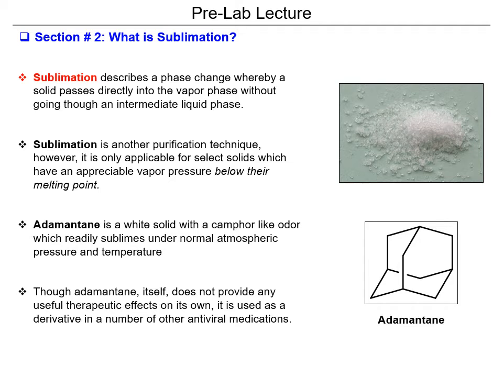The hydrocarbon adamantane is a white solid with a camphor-like odor which readily sublimes under normal atmospheric pressure and temperature. Though adamantane itself does not provide any useful therapeutic effects on its own, it is used as a derivative in a number of other antiviral medications.